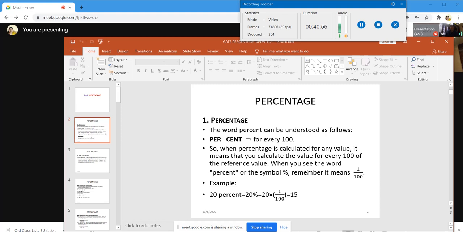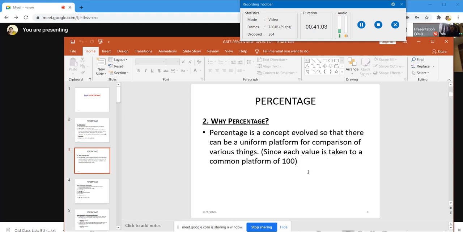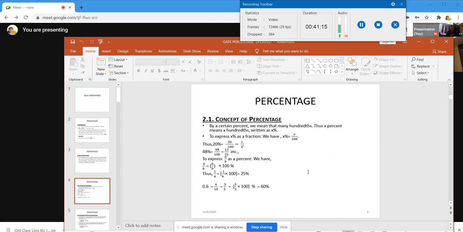If 20% is given, what does it mean? 20% is nothing but 20 by 100. So you can go to the next one. Why do we need percentage? That's why I said this is a concept of a uniform platform. It is accepted throughout the world, so everyone can easily find out what they are actually going to say in percentage. Okay, right.